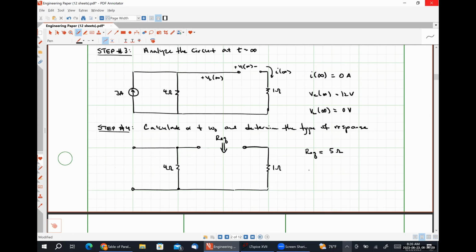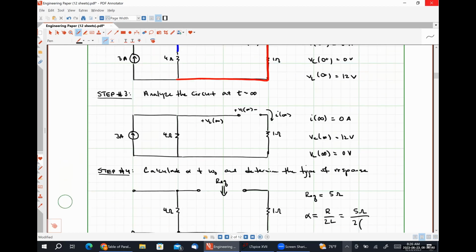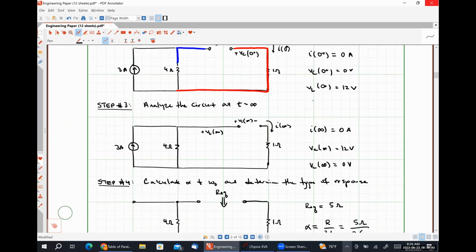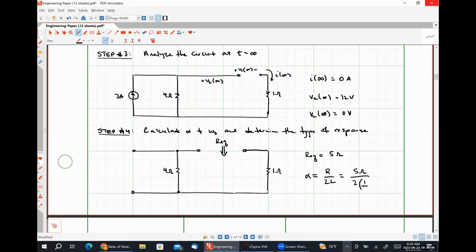From this, alpha is R over 2L. So that's 5 ohms over 2 times, if I'm not mistaken, 1/4 of a Henry. Let me scroll up here. Yep. So 5 over a half should be 10 nepers per second, if my mental math is correct. I'm going to just verify that on my calculator really quickly because I don't want to mess things up. So 5 over 2 times 0.25 is indeed 10.